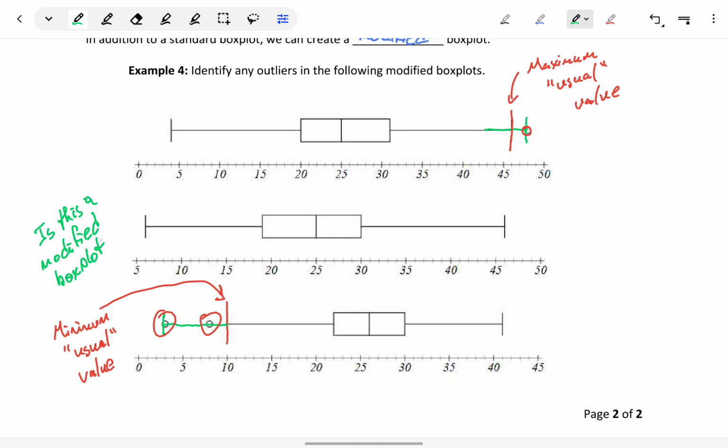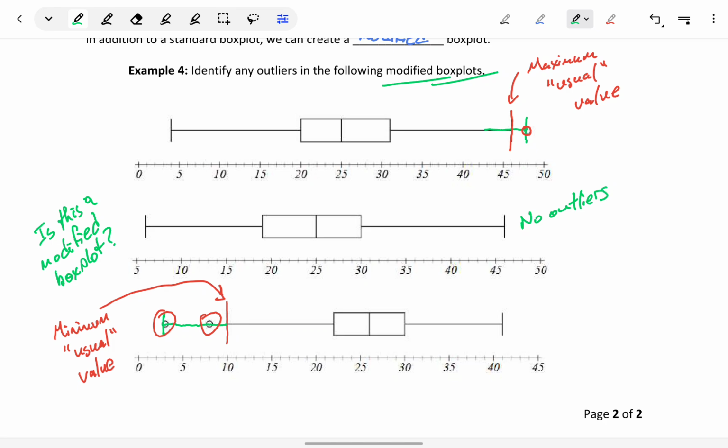But we can't just look at a box plot and say, for instance, with the second one, that no outliers exist. We have to know that this is a modified box plot. If it is a modified box plot, then any outliers would be revealed like they were in the first graph and the third graph. In the second graph, we are told that this is a modified box plot in the problem. We look where the fence on the low end and the fence on the high end are. There are no data values that occur beyond that. So this second graph has no outliers.